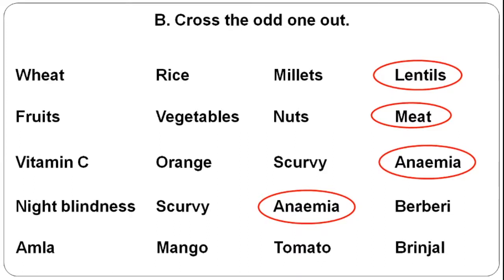Last one, amla, mango, tomato, brinjal. Yes, amla is odd one out. Very good. Clap for yourself, everyone.